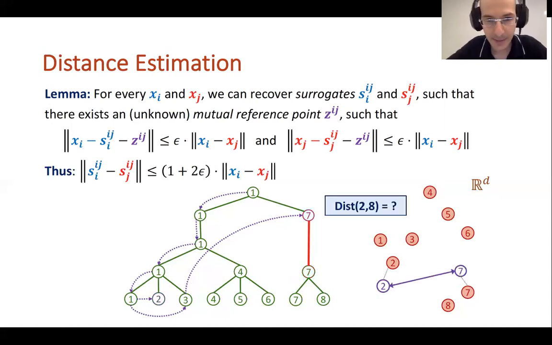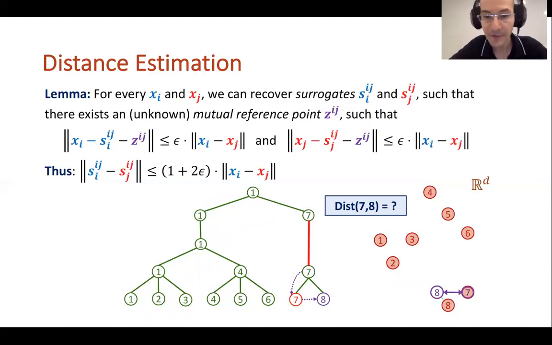Okay, so suppose you want to estimate the distance between points 2 and 8 here. Then I unfortunately don't have a mutual reference point between 2 and 8 because I deleted those purple arrows. But I do have a mutual reference point between 2 and 7, which is in this case 1. And this is sufficiently good because we said that the only reason I constructed this path was that 7 and 8 are essentially the same point from the point of view of the other points. So I'm going to return the distance between surrogate 2 and surrogate 7. But if you want the distance from 7 to 8, then I have better surrogates and a better mutual reference point, which in this case is 7. So I'm going to return the distance between surrogate 7 and surrogate 8. Okay, so this is for distance estimation.